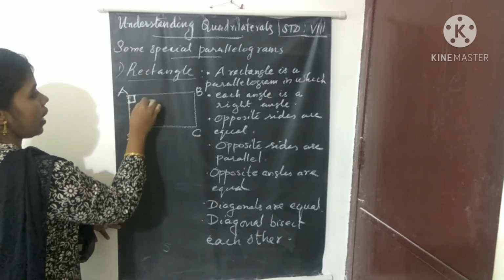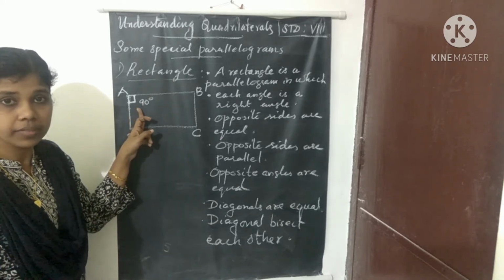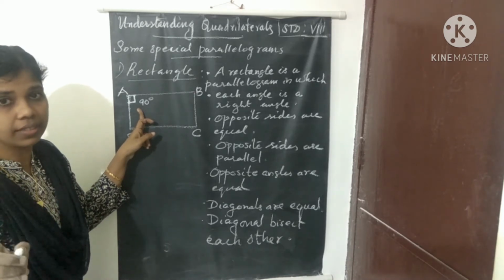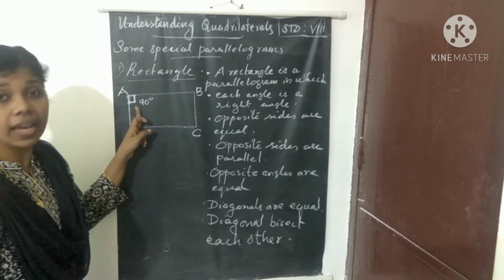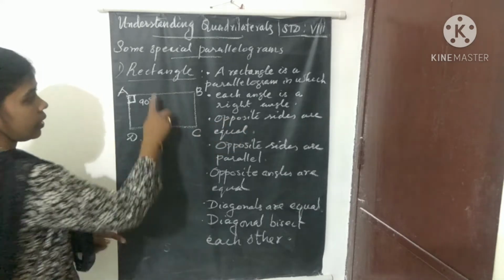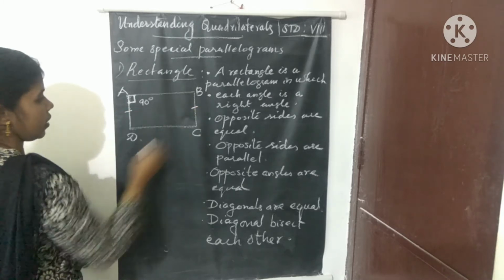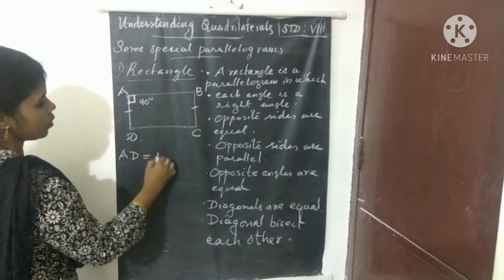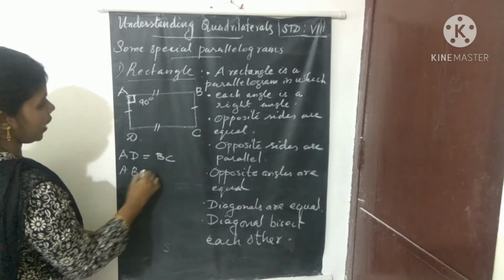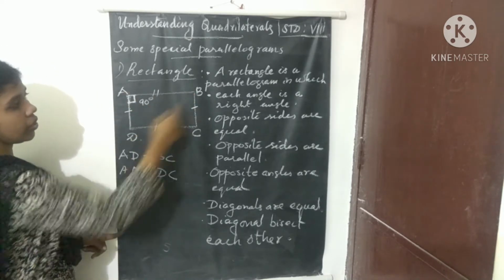Right angle means what? A 90-degree angle. Each angle is a right angle. But in a parallelogram, each angle is not 90 degrees. Here each angle is a right angle. Then next, opposite sides are equal. That means AD equals BC and AB equals DC.